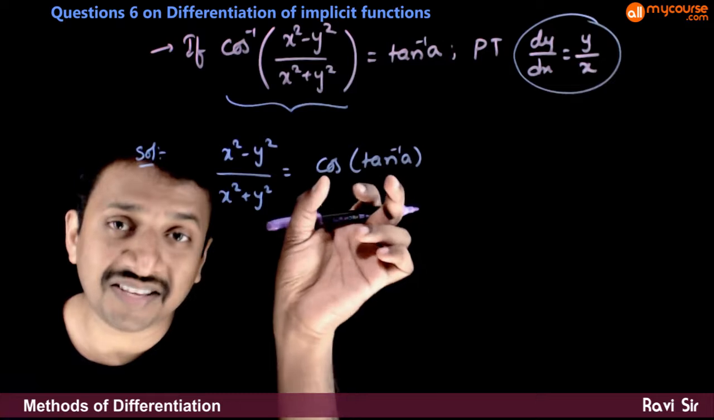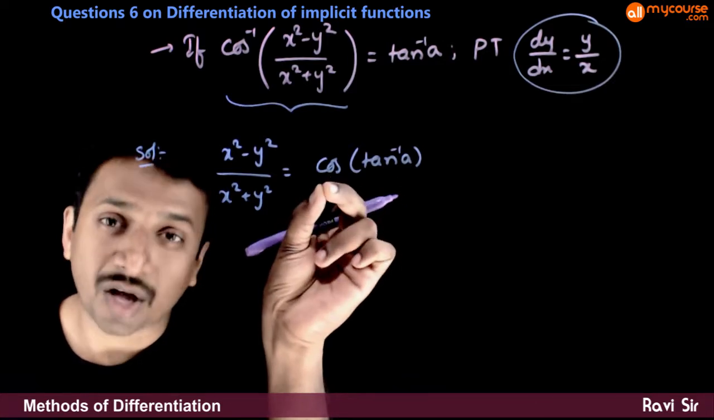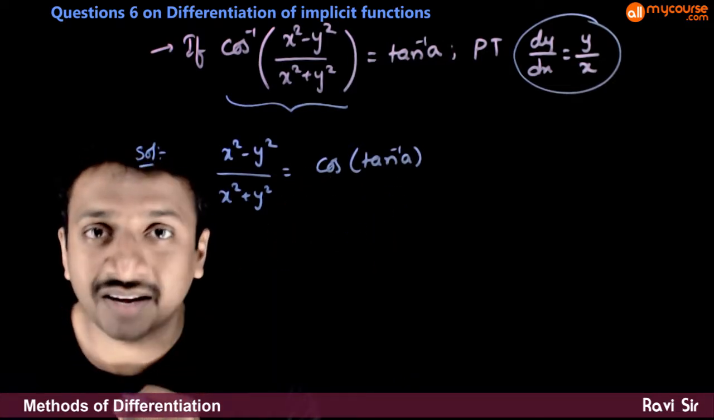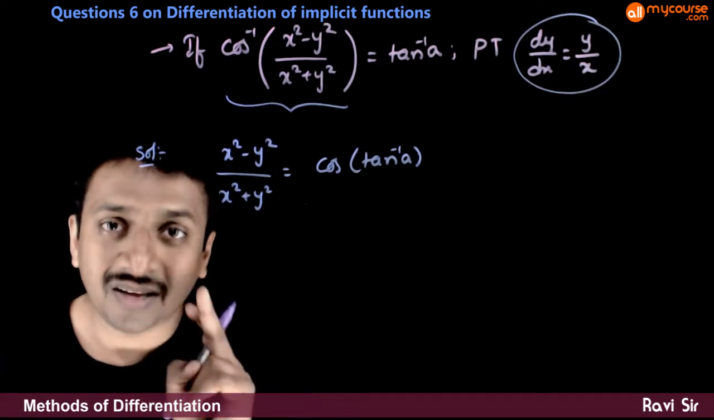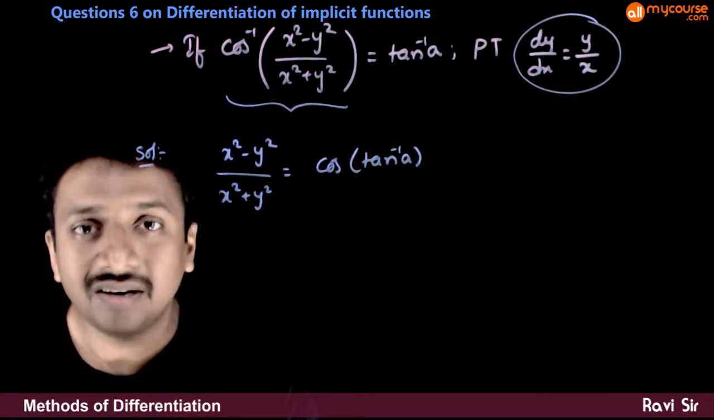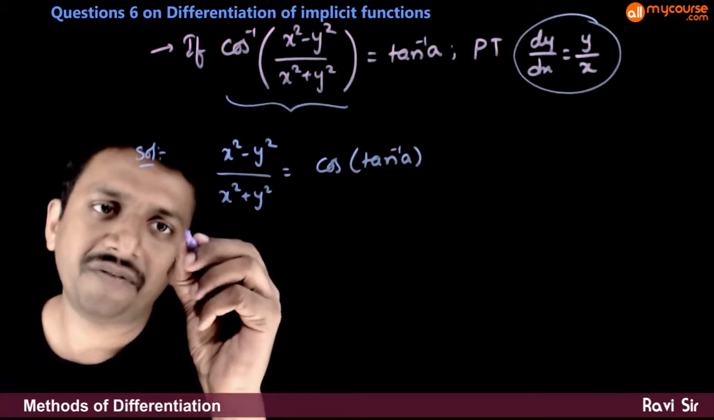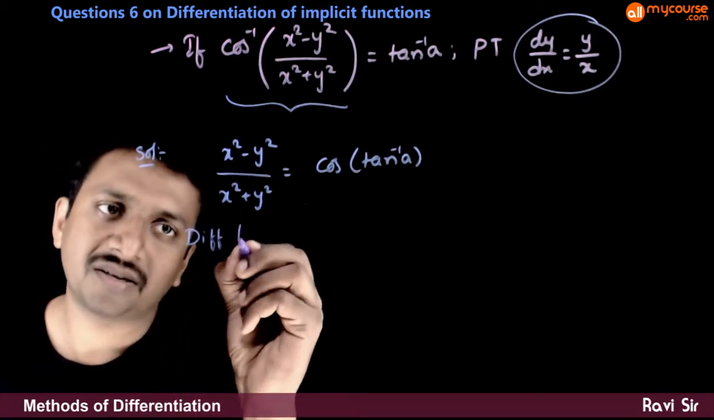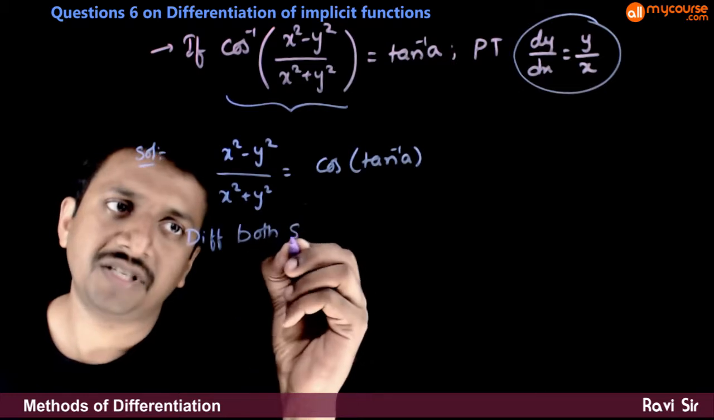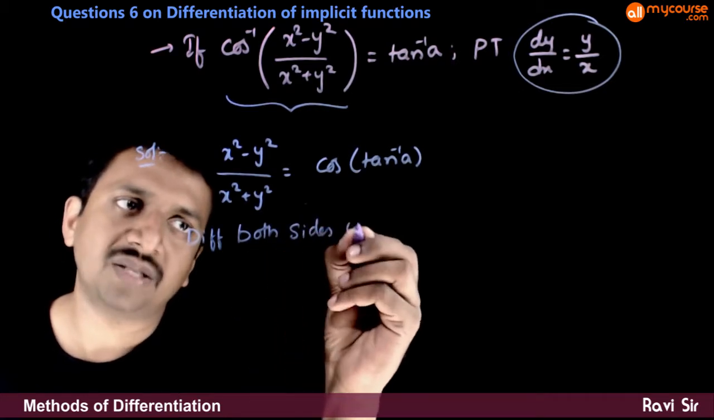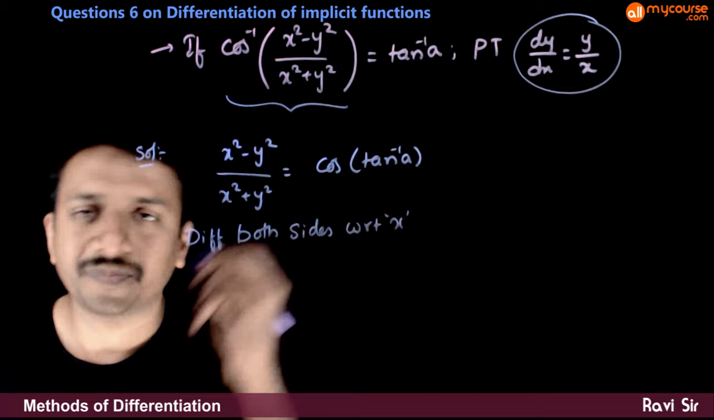As you can clearly see, this is a constant. The constant might be as complicated as it can get, but in terms of differentiation, the differentiation of a constant is always equal to 0. Now differentiate both sides with respect to x.